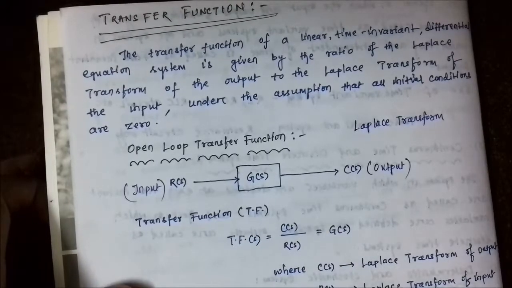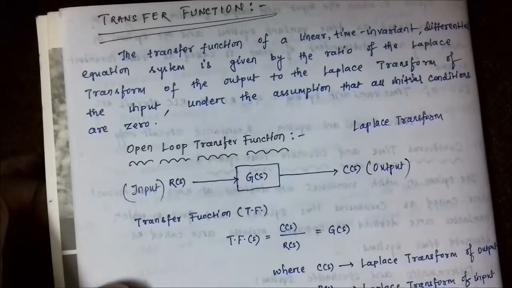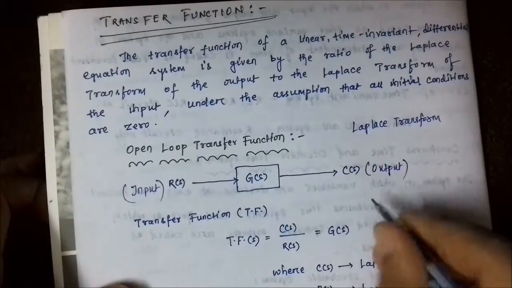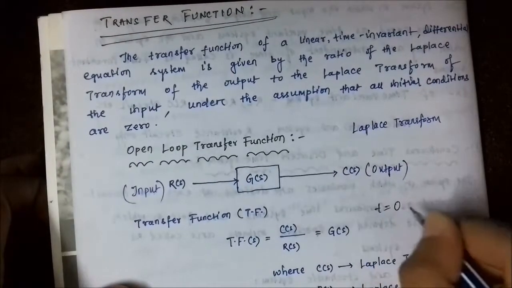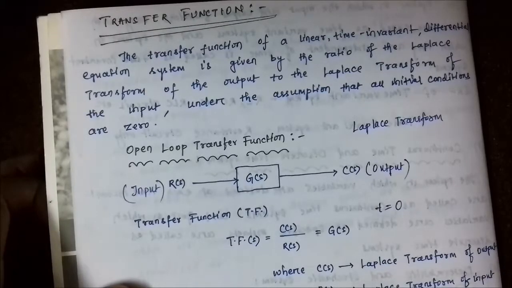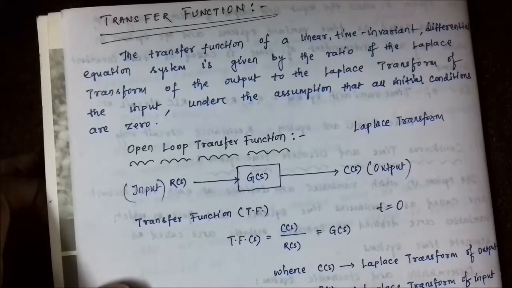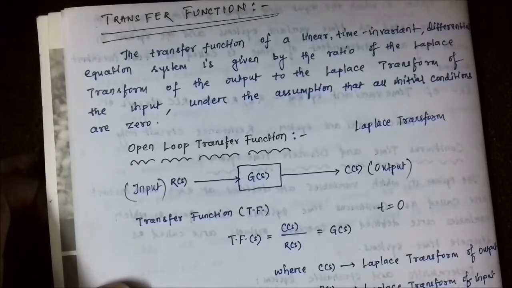And another thing to take care while calculating the transfer function is that all the initial conditions must be set to 0. It means that at the time t equals 0, which means the beginning, at the start, the values of the output must be 0. There should not be any residual value of output. All the initial conditions must be set to 0. There should not be any residual values.